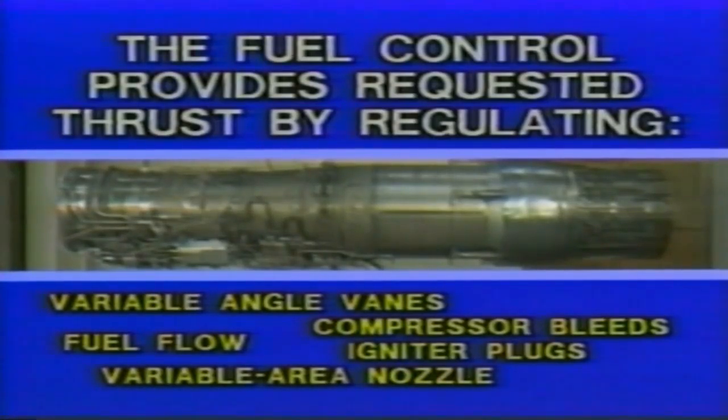On a typical afterburning engine, it schedules fuel flow to the burner section, fuel flow to the afterburner, variable area nozzle opening, the opening and closing of the compressor bleeds, and the position of the variable angle inlet and compressor stator vanes. The fuel control even schedules the igniters to fire when the pilot moves the power lever to start the engine. And when he pulls it all the way back for an engine shutdown, it shuts off the fuel. It's like having a genie at his command. All he has to do is ask.